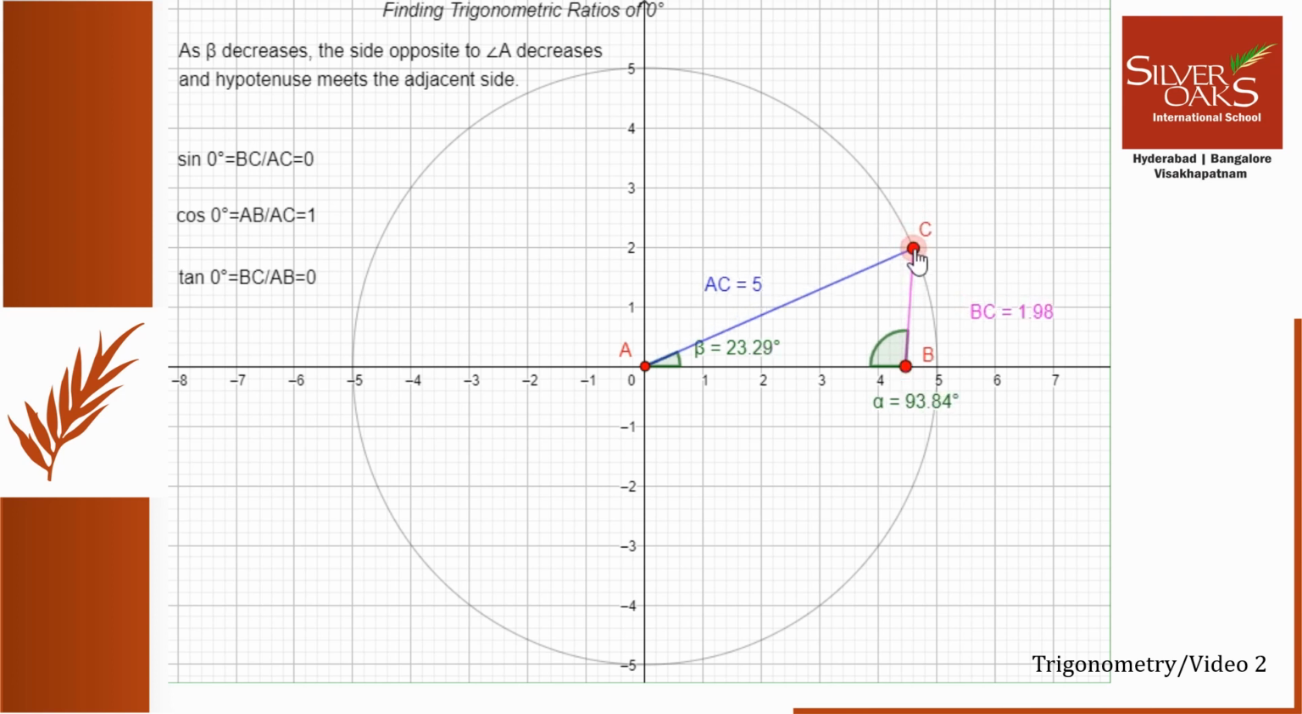Now what are you observing? When angle A is becoming smaller and smaller, the opposite side BC is also becoming less. So now BC is 1.58. Now see the angle is decreasing, the BC is also decreasing. So as beta decreases, the side opposite to angle A decreases and the hypotenuse meets the adjacent side. Now see the hypotenuse is AC, it is meeting the adjacent side AB.